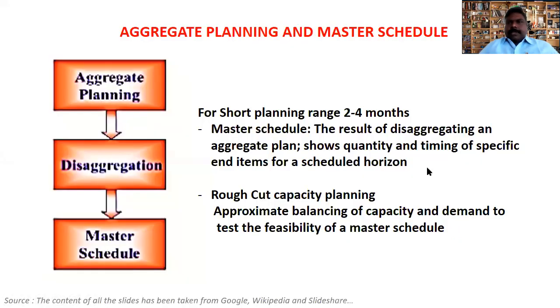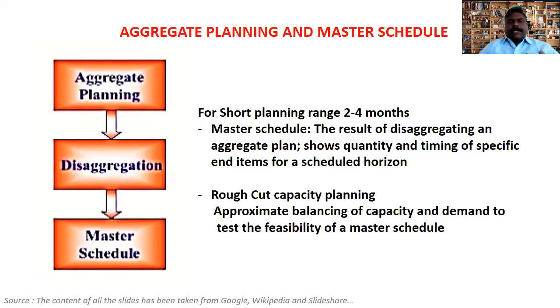As we have seen in the last class, aggregate planning is a short-range plan, of 2 to 3 or 4 months. After planning the aggregate plan, we have to go for disaggregation, and lastly we will be following the master schedule. From the master schedule, we will get the master production schedule. Here the master schedule is the result of disaggregating an aggregate plan, which shows the quantity and timing of specific end items for a scheduled horizon.